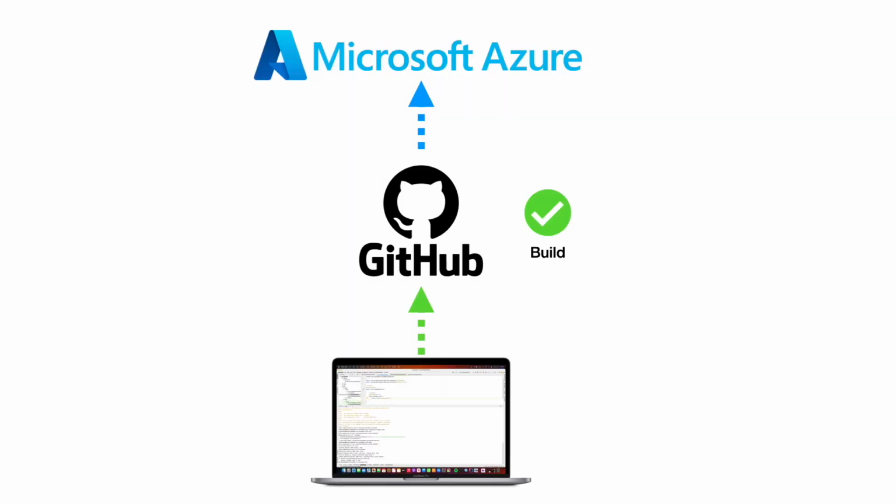So that's about it. Now you should be able to build and deploy code using GitHub Action, and it should automatically get deployed to Azure Web App.